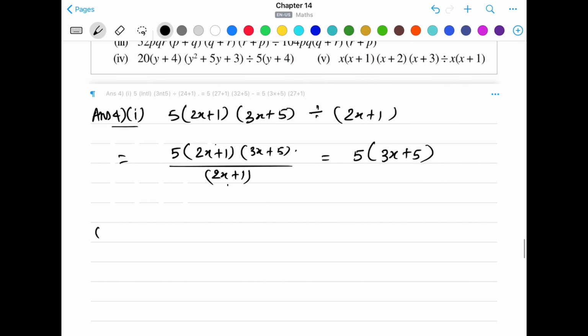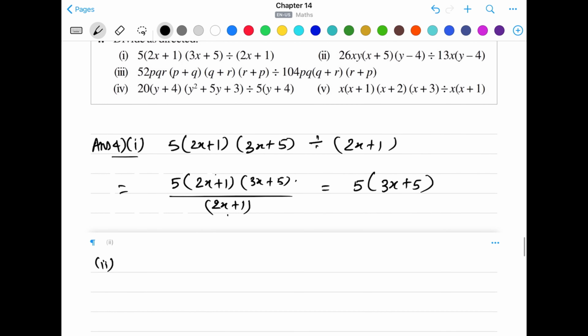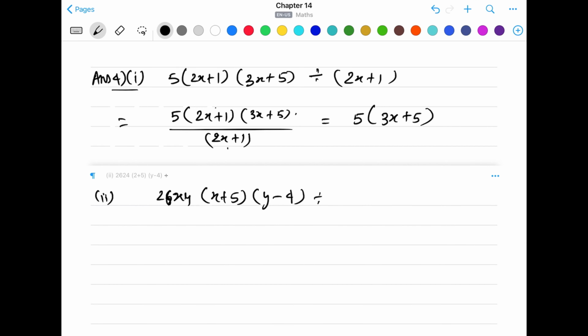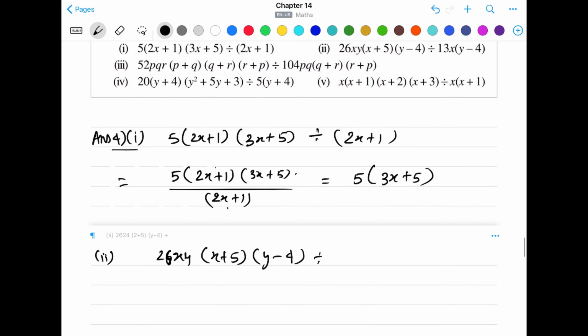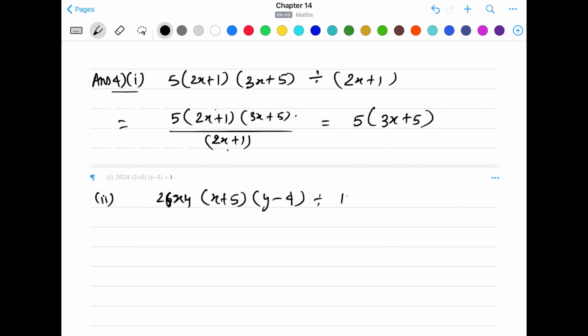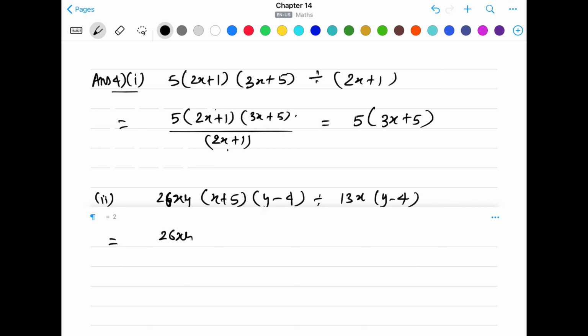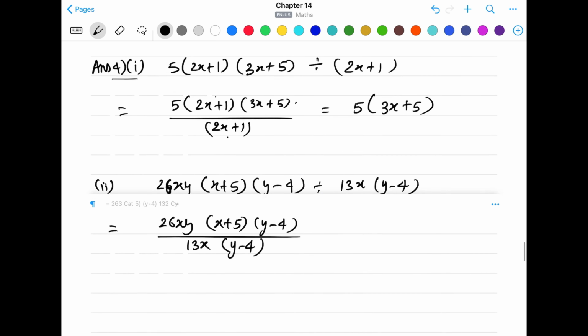Now next one is part 2. We have 26xy into x plus 5 into y minus 4, which is to be divided by 13x into y minus 4. Okay, so let's write them in division form. We have 26xy multiplied by x plus 5 into y minus 4, divided by 13x into y minus 4.